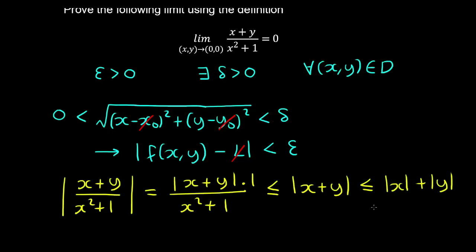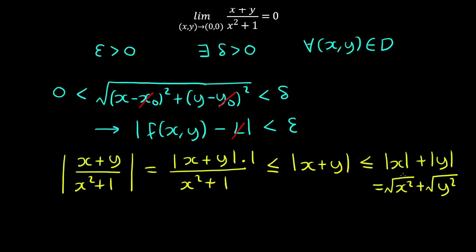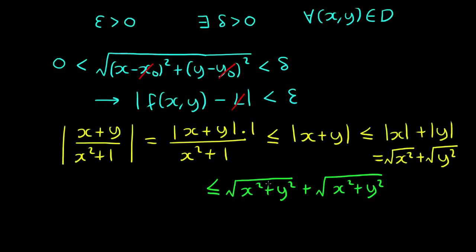So the absolute value of x is the square root of x squared, and the absolute value of y is the square root of y squared. So therefore this expression is less than or equal to the square root of x squared plus y squared plus the square root of x squared plus y squared. So that's equal to 2 by the square root of x squared plus y squared. So if we choose a number delta to be equal to epsilon on 2, then we see that 2 multiplied by the square root of x squared plus y squared, which is this expression, is less than epsilon.